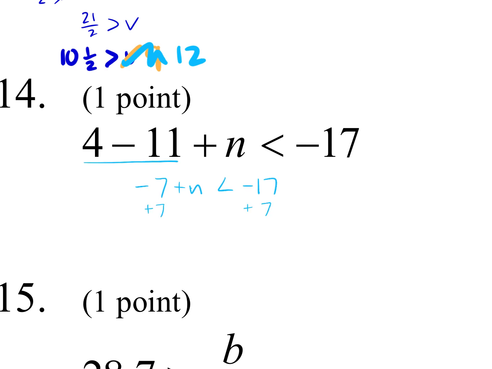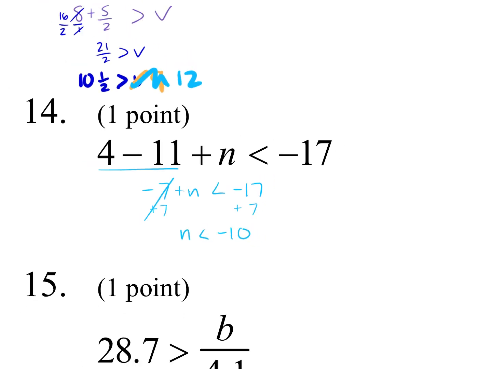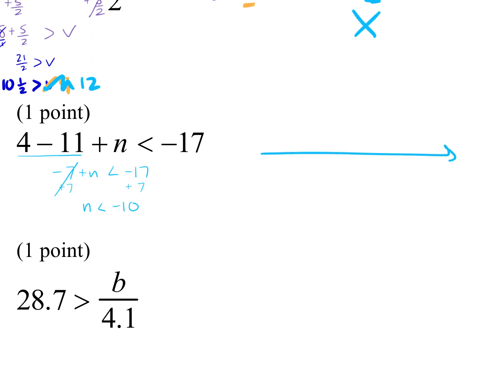Perfect. I'm going to add 7 to get it to cancel because I want that n all by itself. So n is less than -10. So when I put -10 on a number line, I could say -10 is here. Then I would have -9, -8, -11, -12. Just some numbers on a number line. Remember, your number line always goes from smallest to largest. So as you go further to the right, your numbers are going to get bigger.